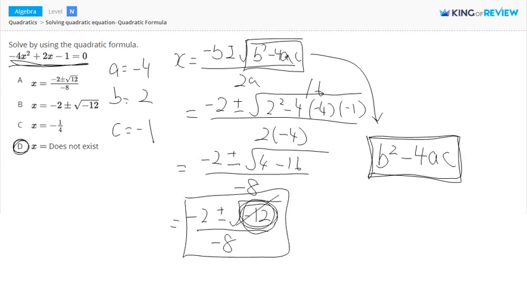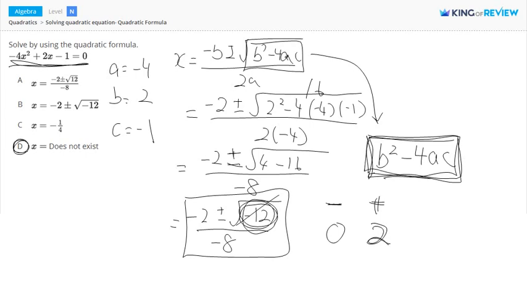If you get a positive value, you do have answers, and there are going to be two answers. So when it's negative, you're not going to have any answers. When it's positive, you're going to have two answers because you're going to have to do plus minus, right? So you should have two answers.